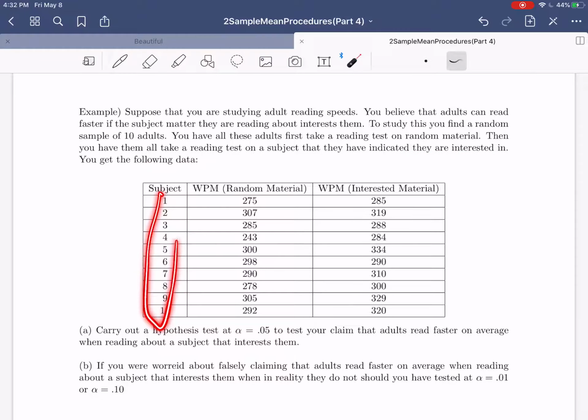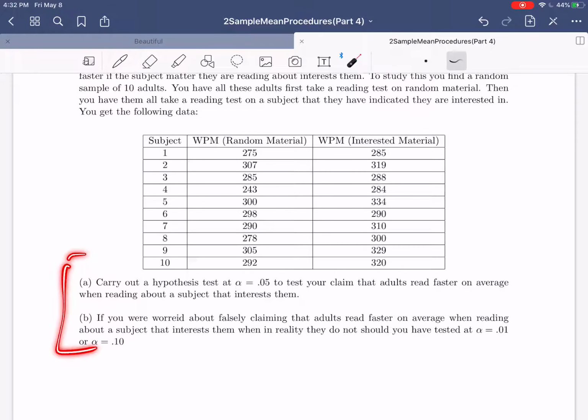Here are our 10 subjects. Here are their words per minute, which is a way of measuring people's reading speeds, when you had them read random material. And here are their words per minute when you gave them material that they had indicated they were interested in.